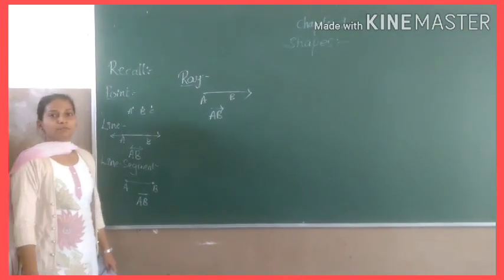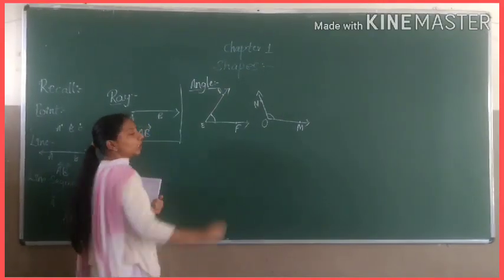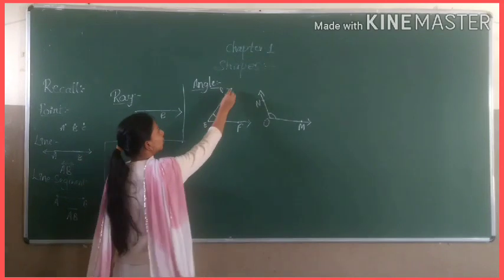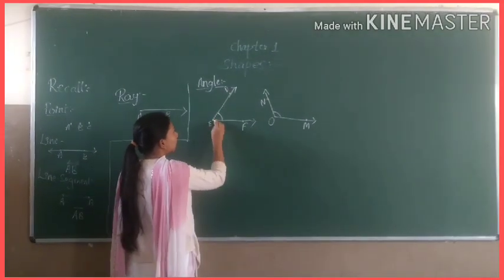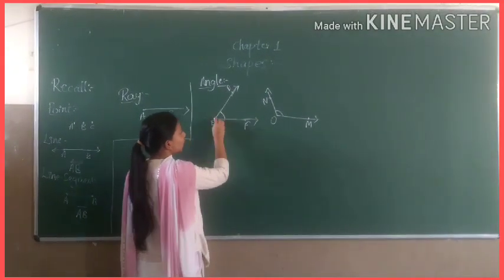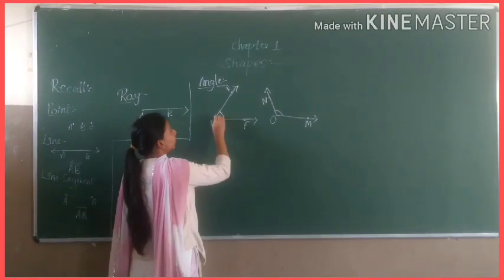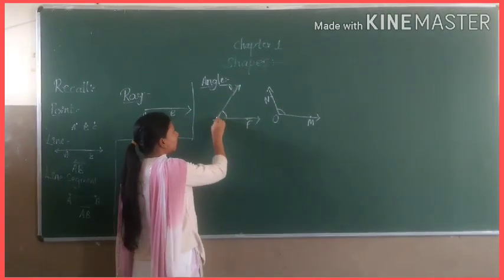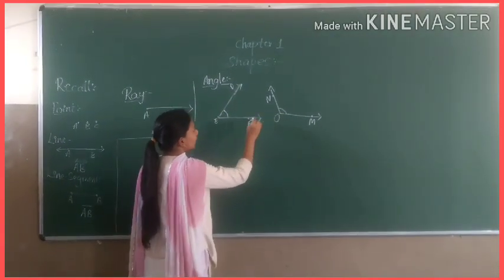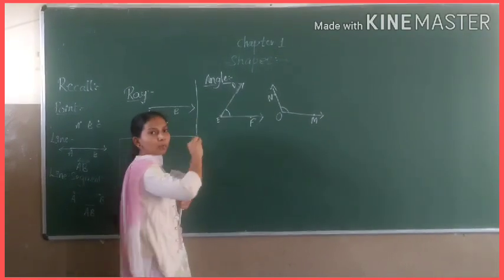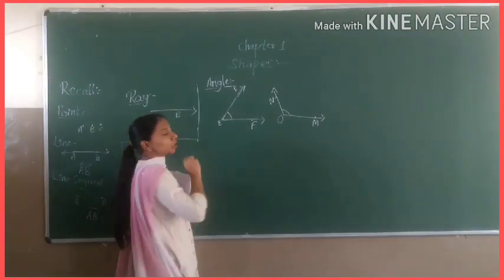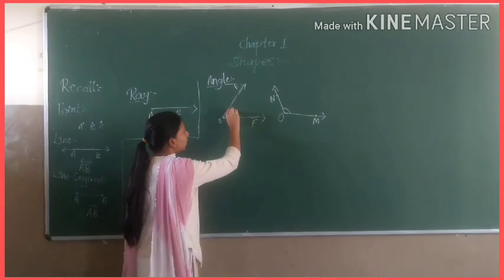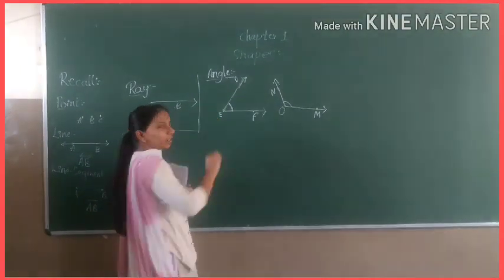Okay? About the angle. What is an angle? It is the figure formed by two rays sharing a common initial point, right? Here are the two rays. This is one ray, this is the second ray. Sharing a common initial point, this figure we can call an angle. So here it forms an angle.